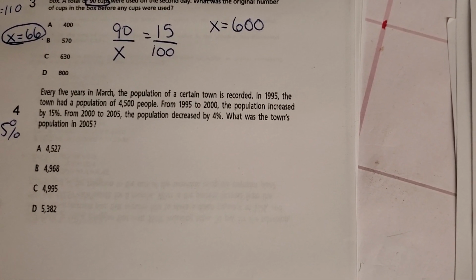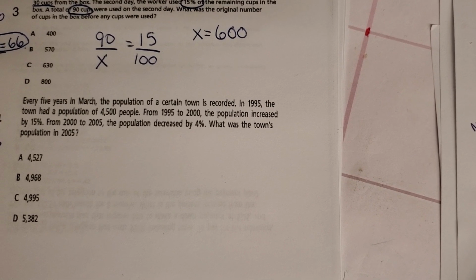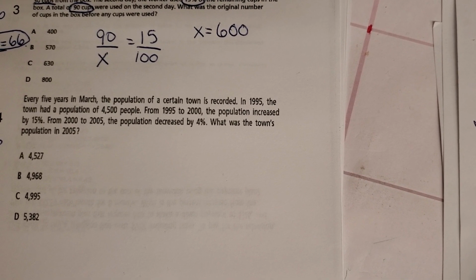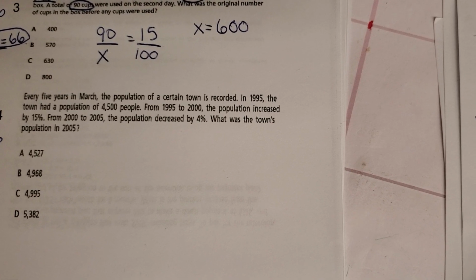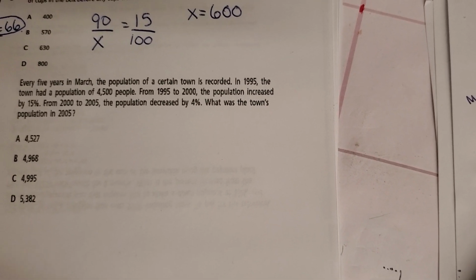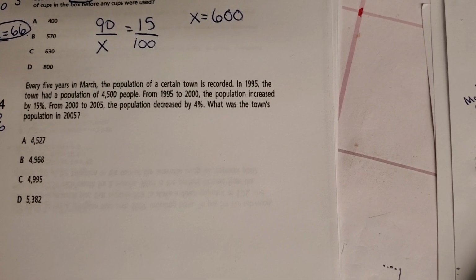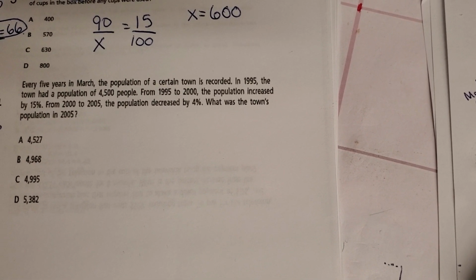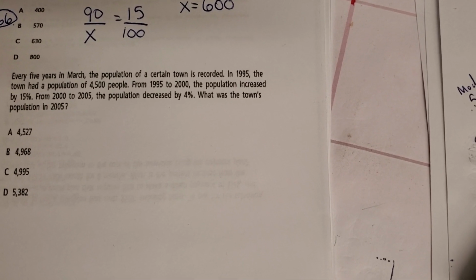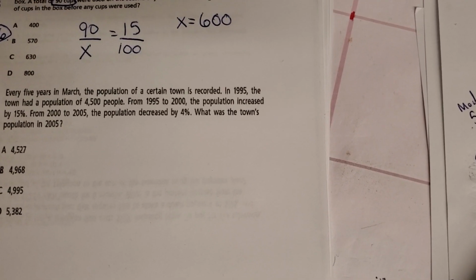Every 5 years in March, the population of a certain town is recorded. In 1995, the town had a population of 4,500. From 95 to 2000, the population increased by 15%. From 2000 to 2005, the population decreased by 4%. What was the town's population in 2005?